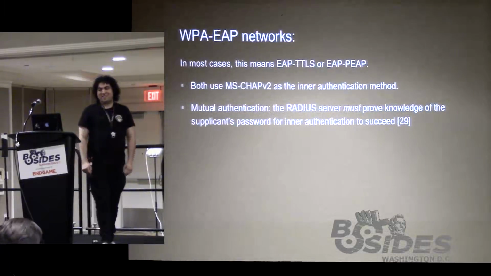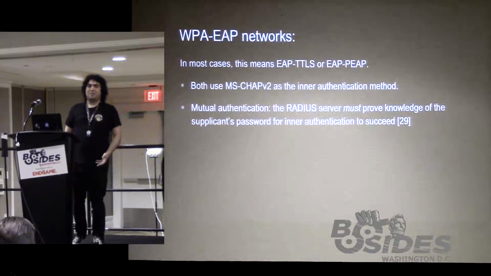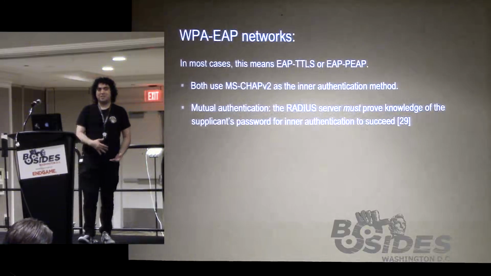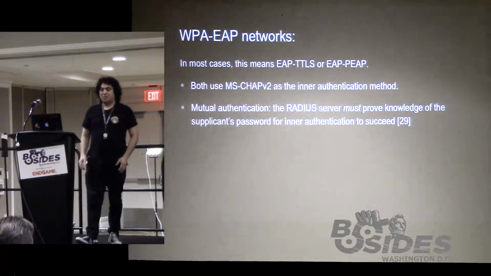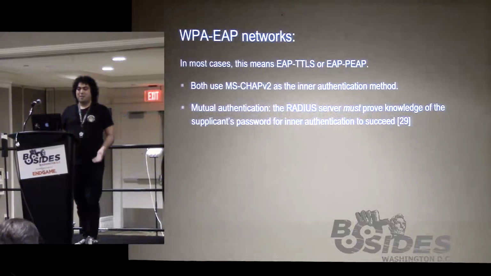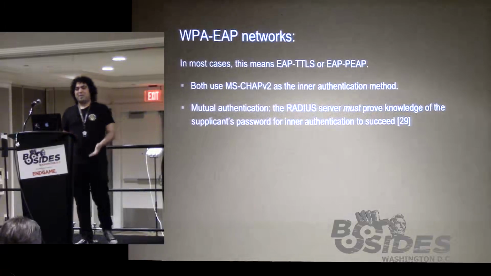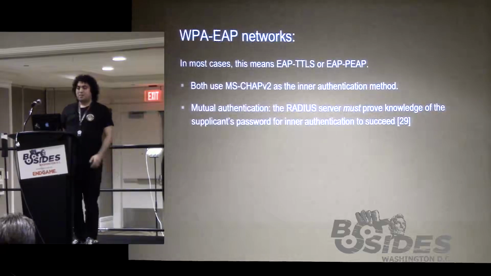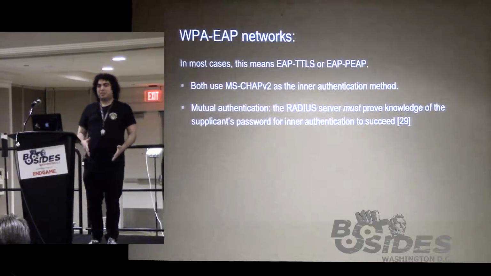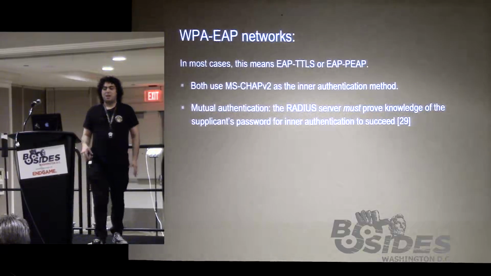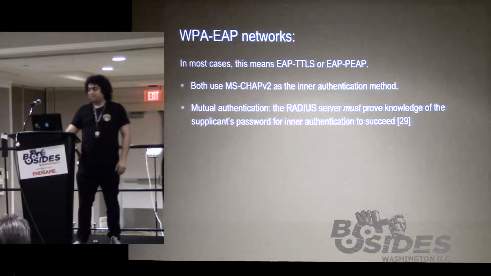So yeah, in most cases, we also need to talk about how to do this with a WPA EAP network, because in order to tie this to the scenario we were talking about addressing earlier, we need to be able to use this with networks that use EAP-TTLS or EAP-PEAP. This actually is significantly harder because both of these use MS-CHAPv2 as a mutual authentication mechanism. What I mean by mutual authentication is that the Radius server must actually prove knowledge of the client device's password for the authentication attempt to succeed.